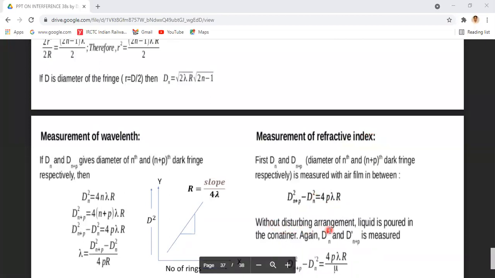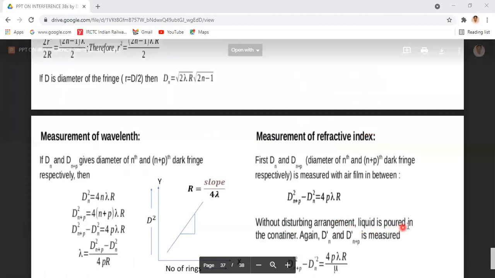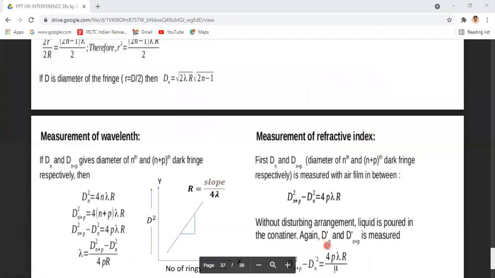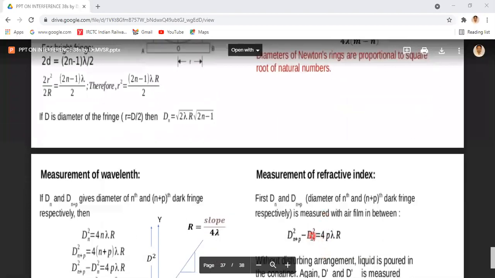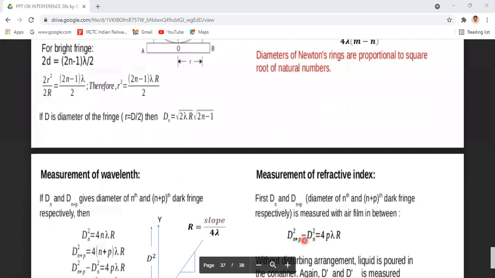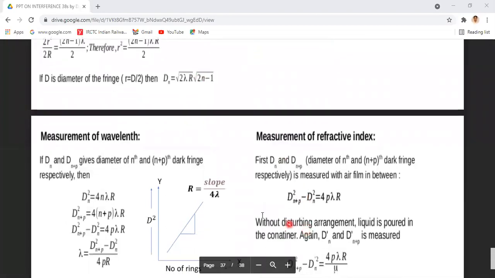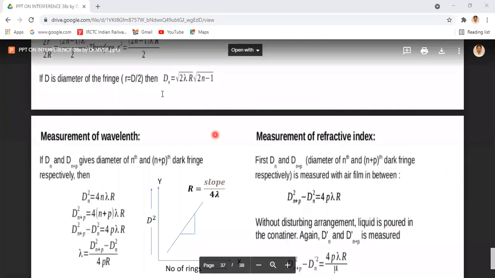You have already done that. Next, without disturbing the arrangement, liquid is poured in the container, and D dash n and D dash n+p are measured. Instead of the air film, a liquid film or oil film is placed, because we have to calculate the refractive index of that liquid film. First with the air film, you calculate D squared n+p minus D squared n, in the presence of air film between the plano convex lens and circular glass plate. Then that air film is replaced by liquid, which is poured in the container and placed instead of the air film.